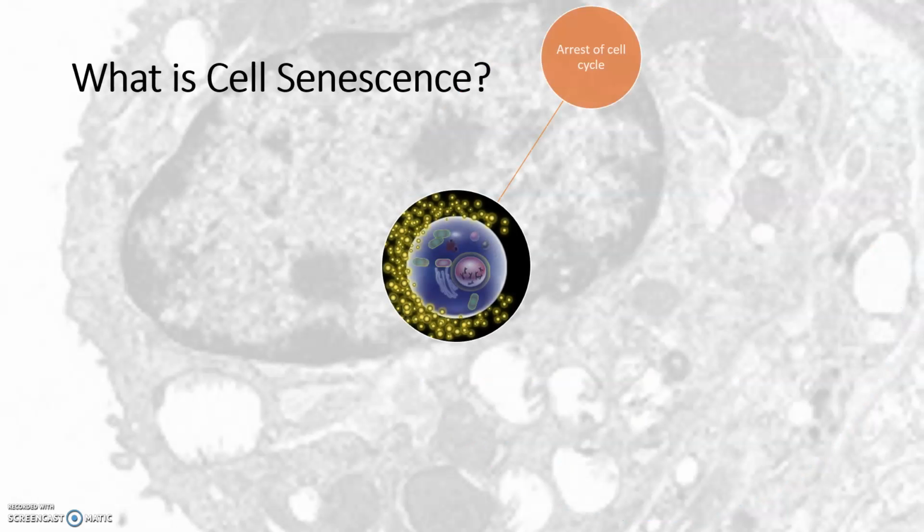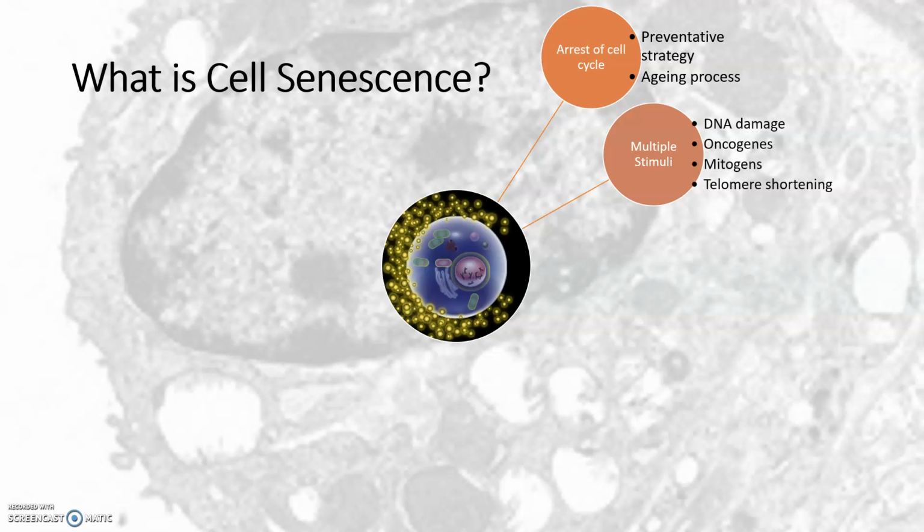A little bit about cell senescence. It is a way of limiting the lifespan of a cell due to arrest of the cell cycle, which is a preventive strategy in the aging process. As cells continue to age, they are more likely to develop abnormalities or nuclear and structural changes which may lead to disease such as cancer.